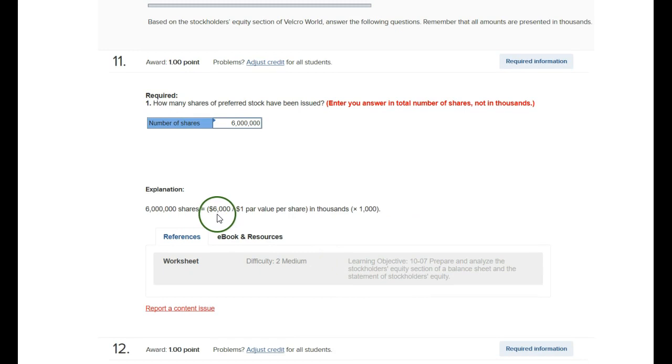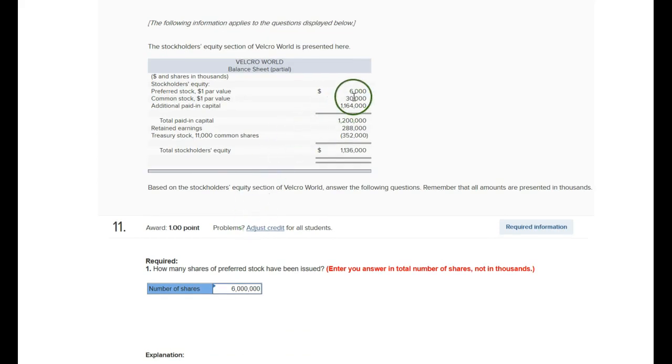Here's the explanation. Again, 6,000, which is really in millions, divided by $1 par value, and of course it's in thousands, so you would take this answer times 1,000, and so the answer is 6 million shares. So again, to repeat this, the only way we can get $6 million into the preferred stock account if we have $1 par value per share is to sell 6 million shares.